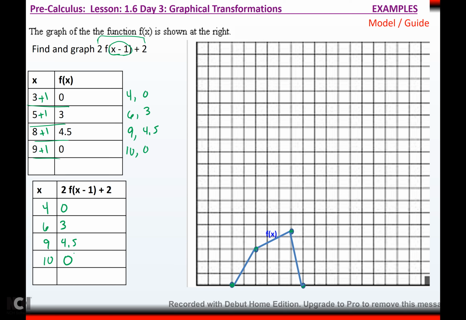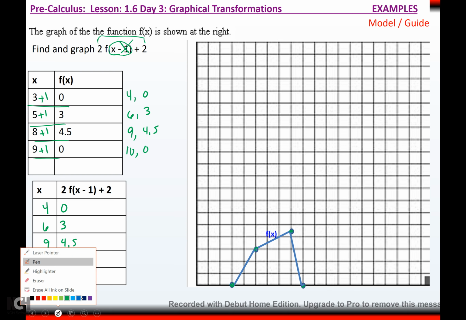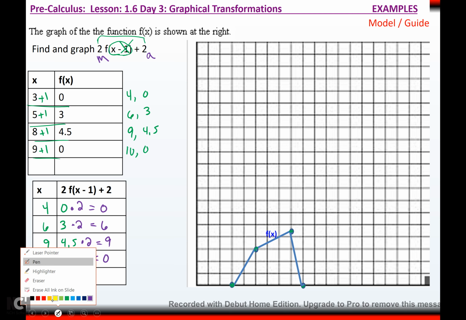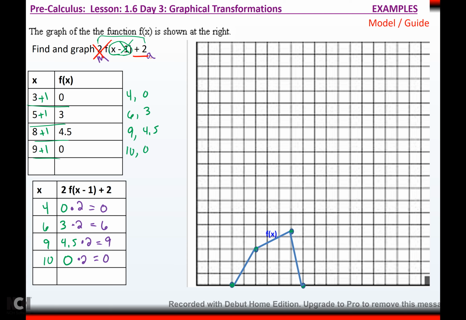Alright. First of all, what we're going to do is, we've already done this. So now we've got 2 things happening to y. When more than one thing is happening, order matters. So for y, you're going to do it in PEMDAS order, which means we multiply before we add. So first thing I'm going to do is multiply the y's by 2, which gives me 0, and 6, and 9, and 0. That takes care of that. Now I've got to do this, which means I add 2 to the y's. That gives me 2, 8, 11, and 2. So my new ordered pairs are 4, 2, 6, 8, 9, 11, and 10, 2.